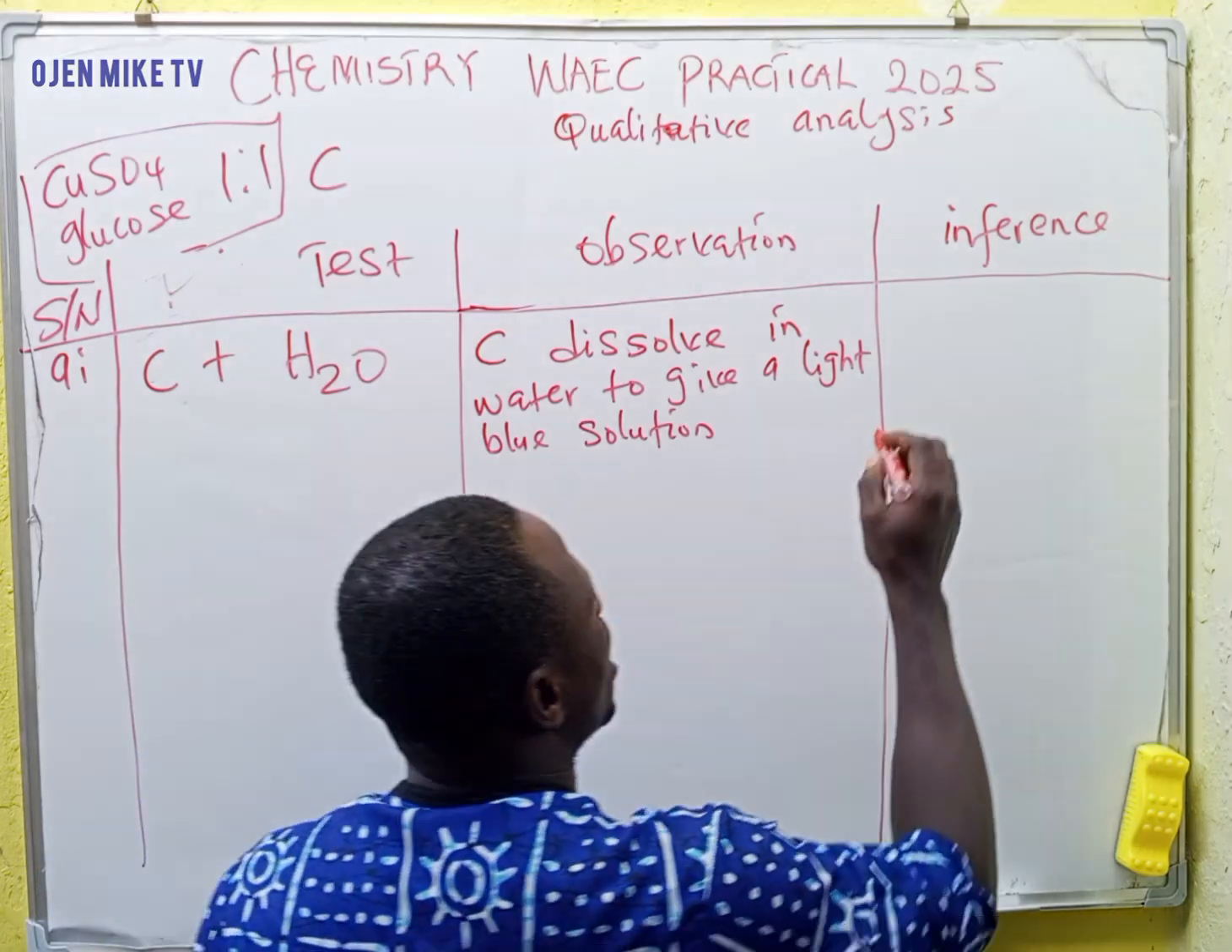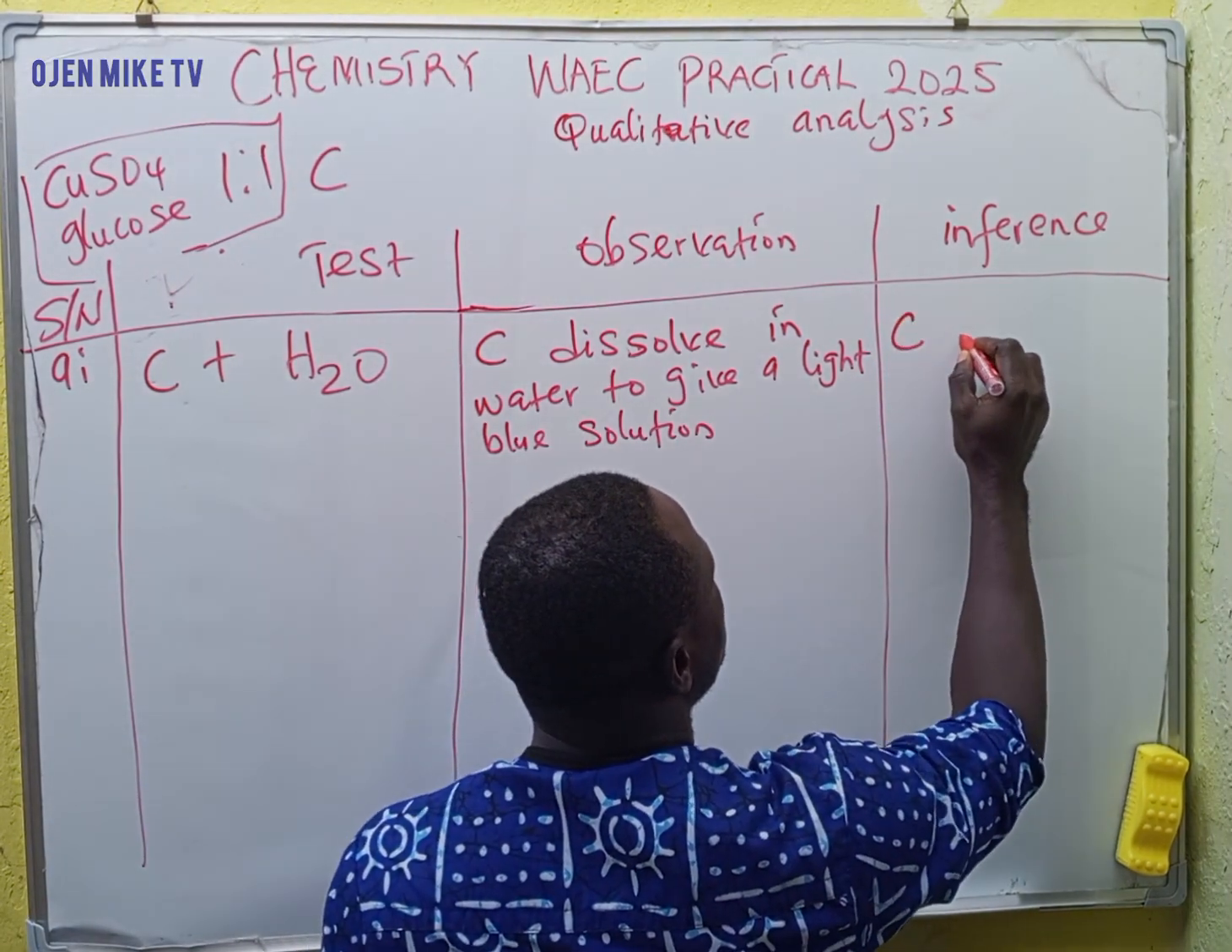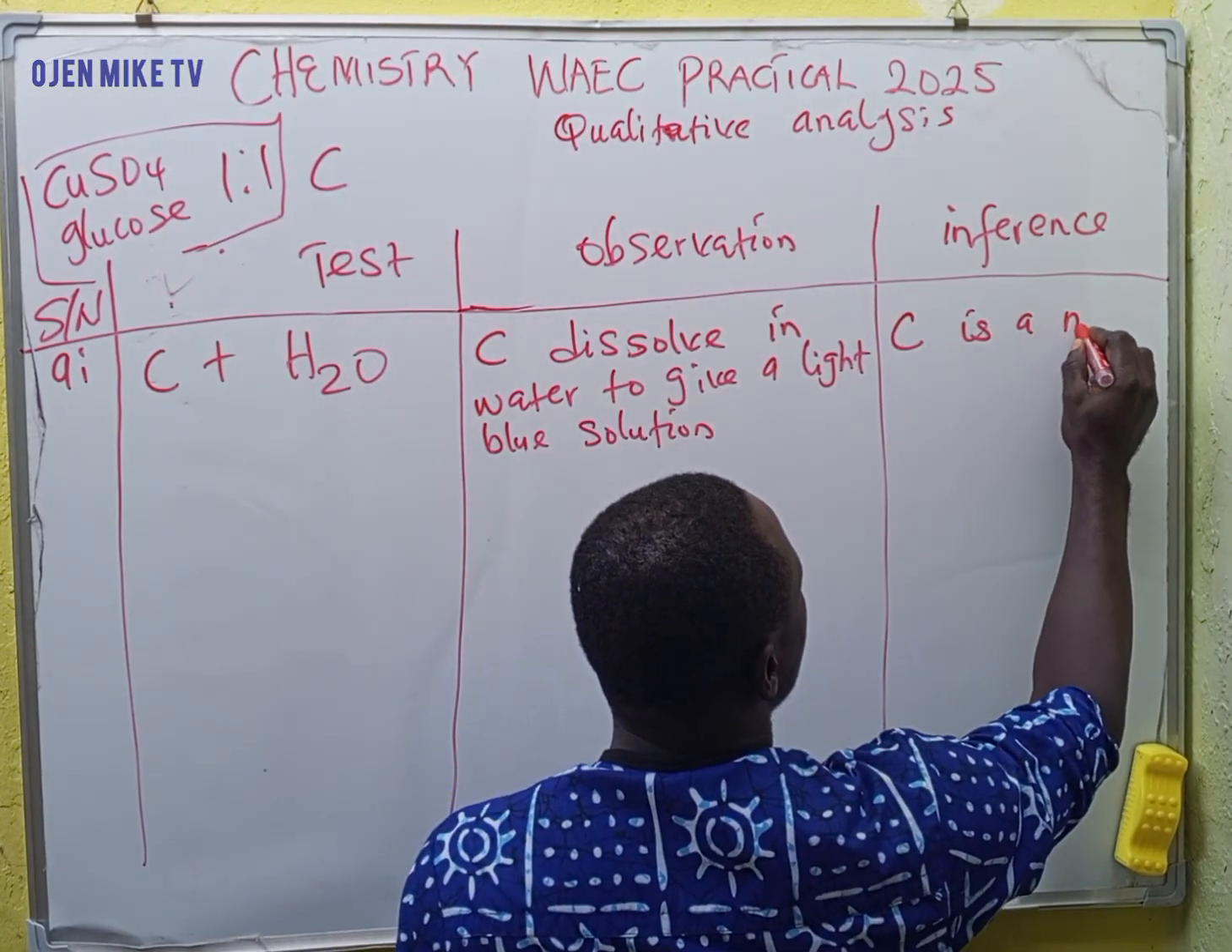Do you get that? So now in your inference, it says C is a mixture.